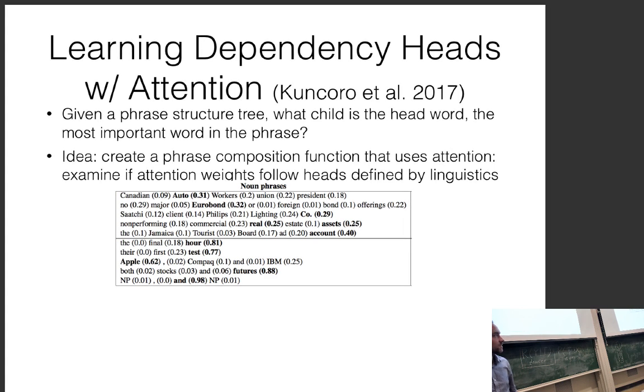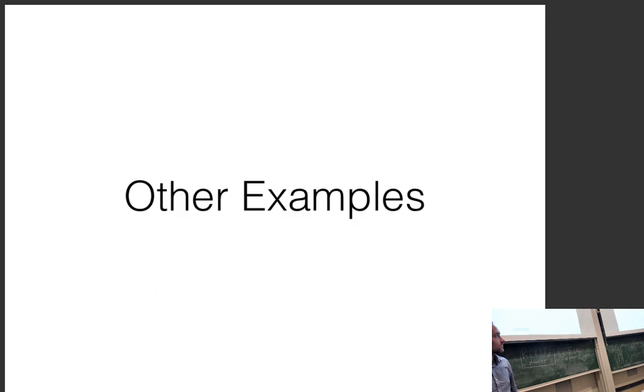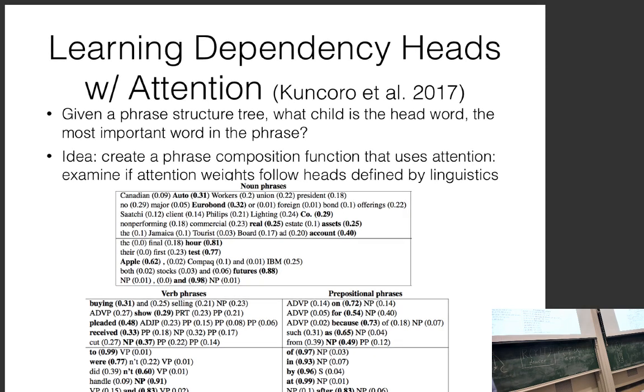The way the composition function works is we give it a phrase and it needs to combine all of the children into a single input. In order to do this, it just does attention over all of the children. Then we look at the word that gets the maximum amount of attention and try to figure out whether this actually makes sense according to our intuition.